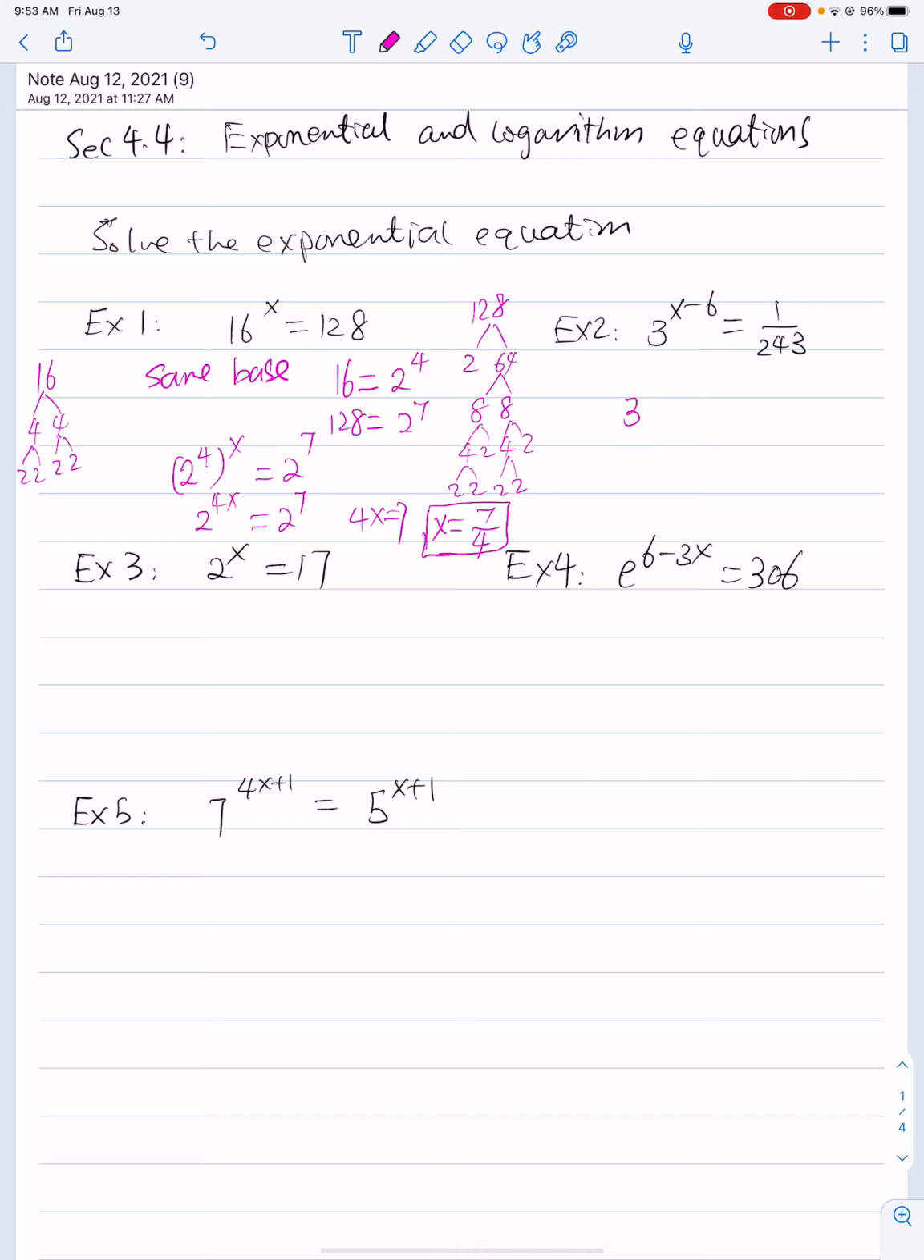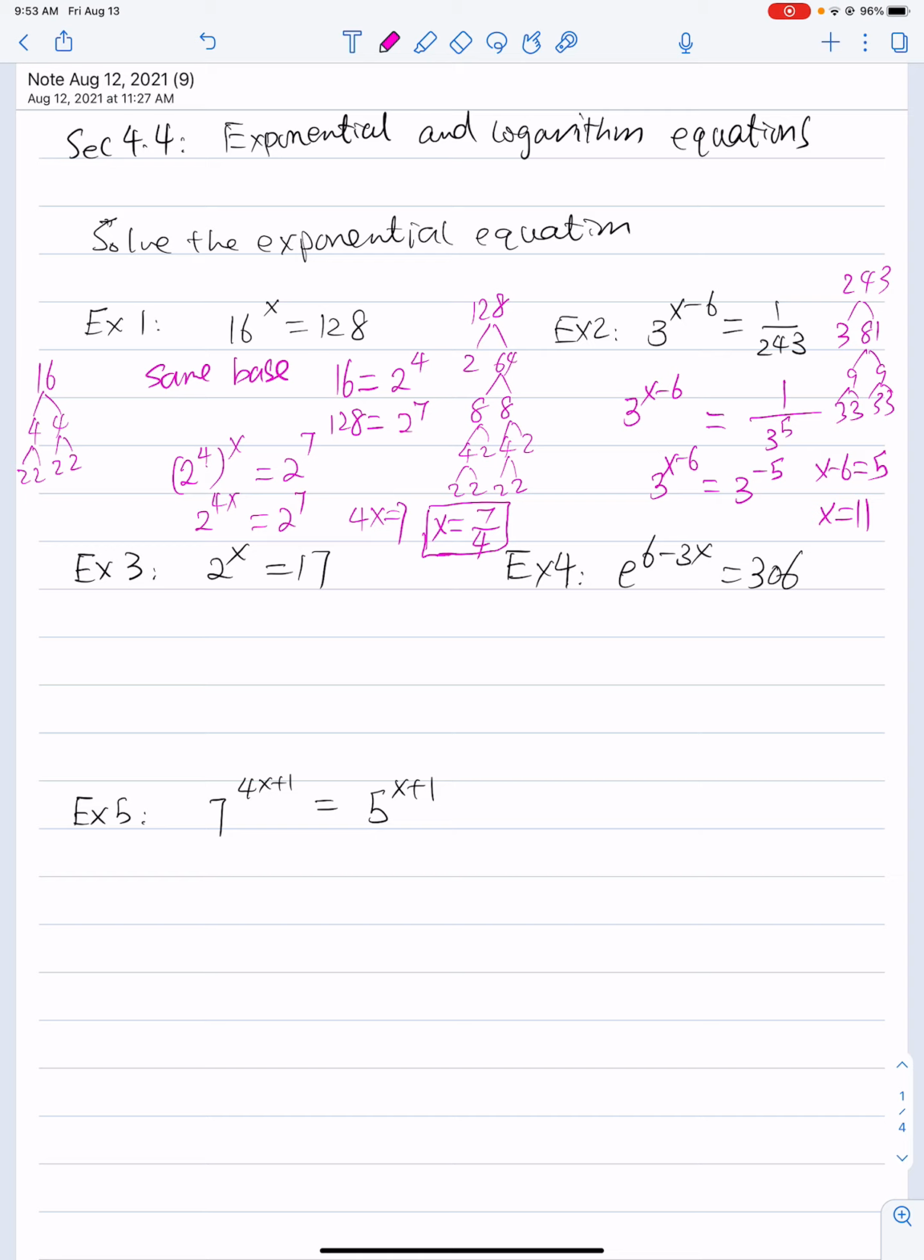Similarly, 3 to the x minus 6 equals 1 over 243. 243 is 3 to the 5th. Do you remember what 1 over means? It means a negative power. So what do we have? x minus 6 equals negative 5, and x will be 1.